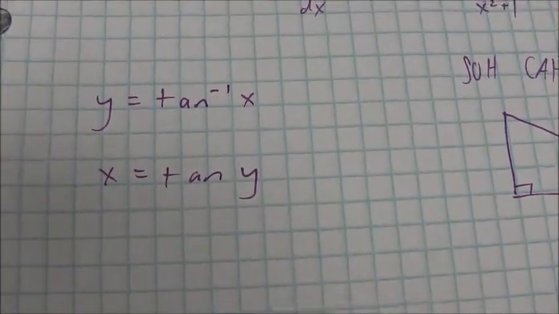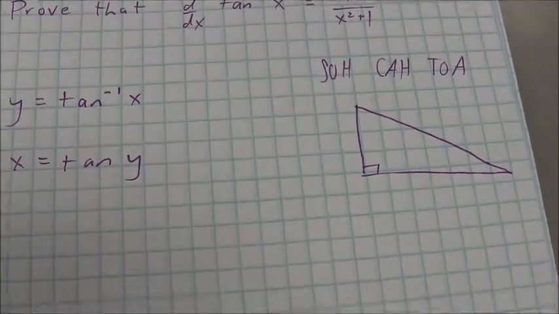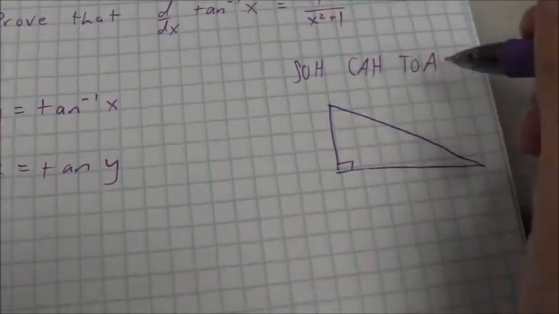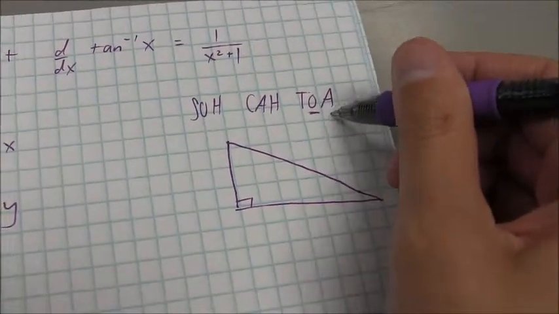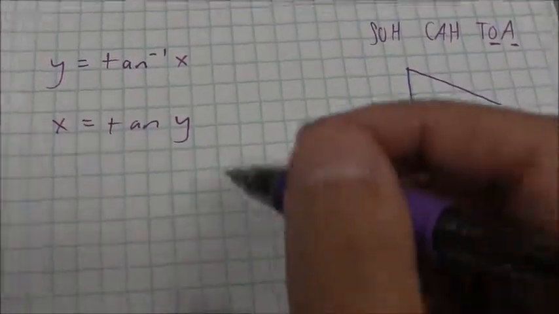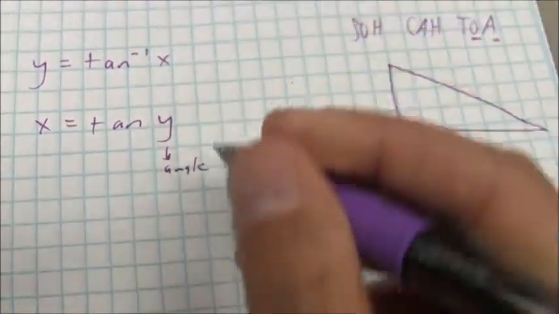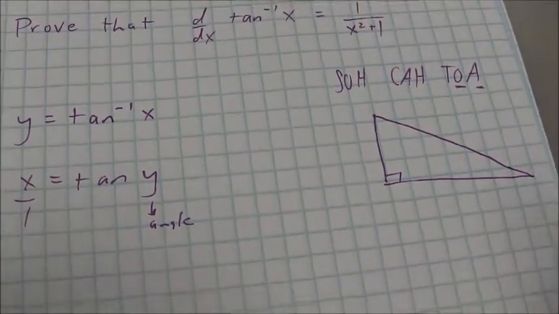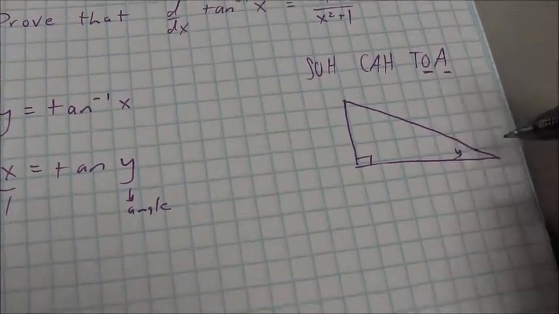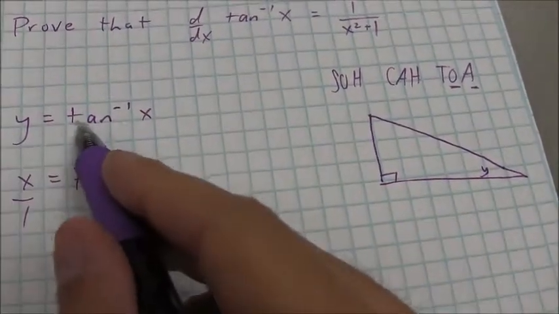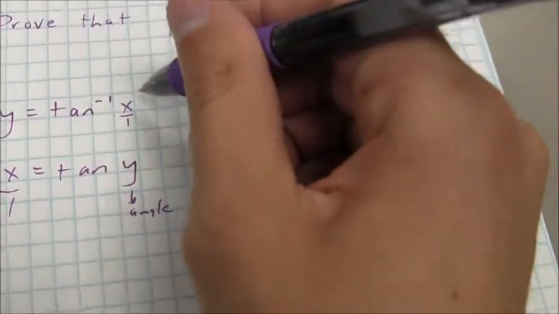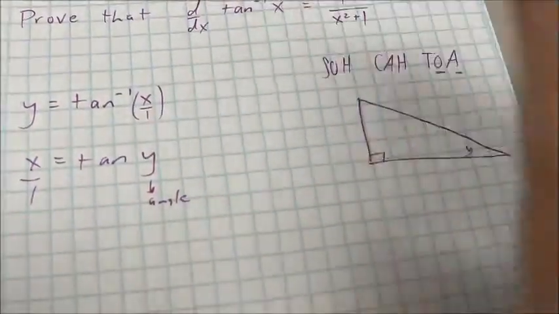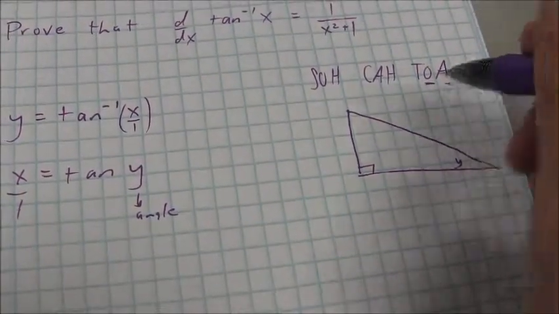And in this form I can actually set up an equation using my SOHCAHTOA rules. Tangent is equal to the opposite side over the adjacent side. So what that's telling me is if I take the tangent of this angle, I'm going to get the fraction x over 1. So I can actually label a triangle with that information. Y is really an angle measure. This is the angle whose tangent is x, or whose tangent is x over 1, if you want to look at it in that sense.